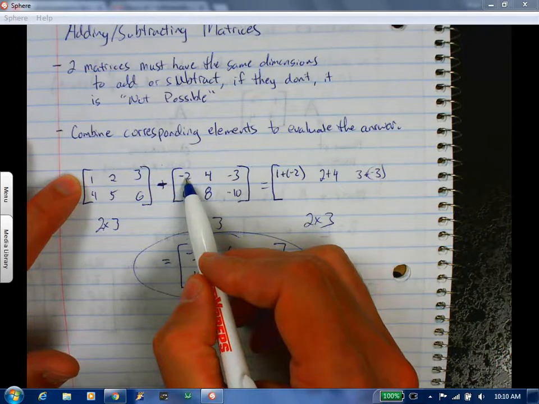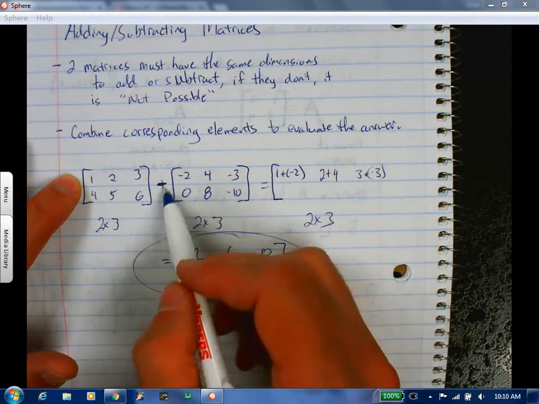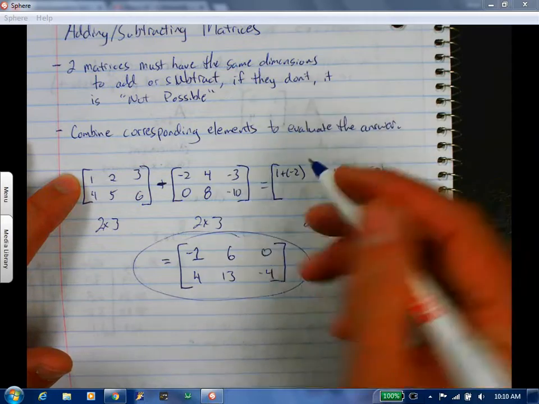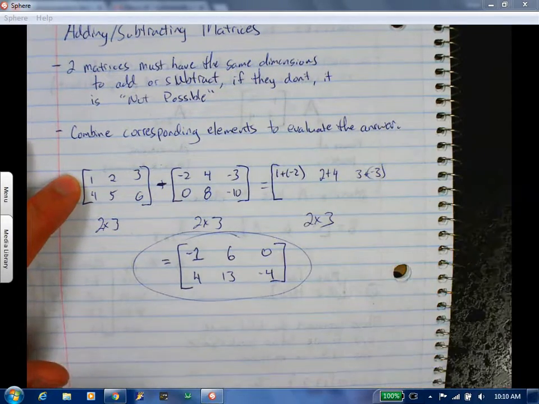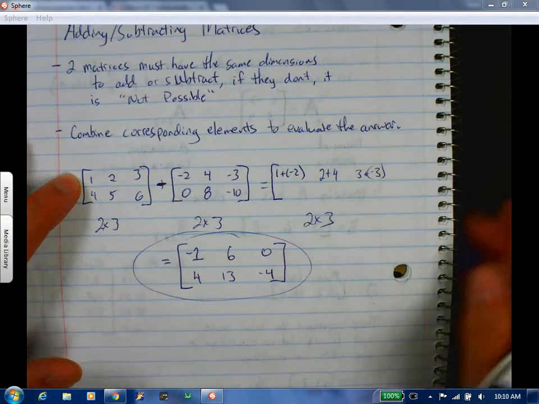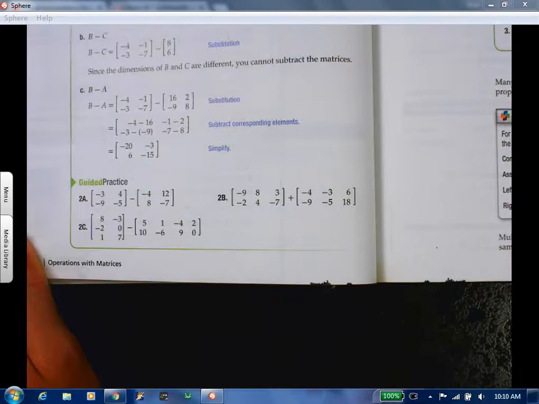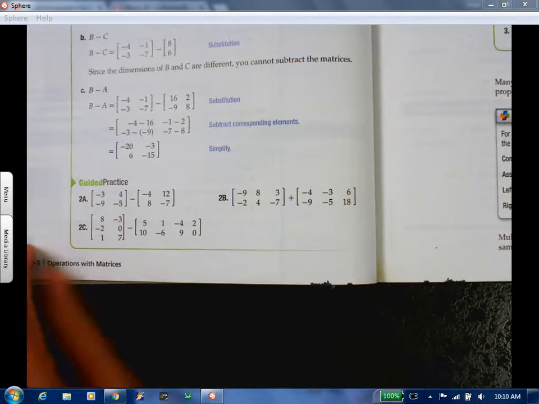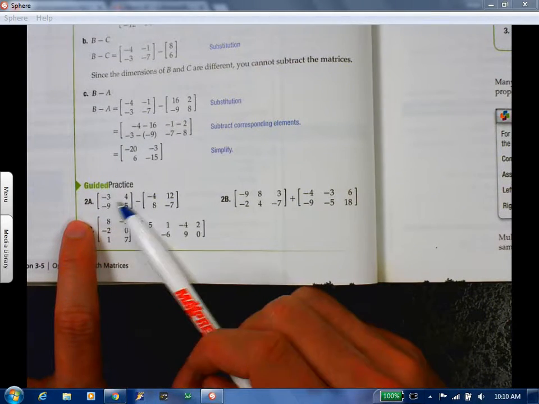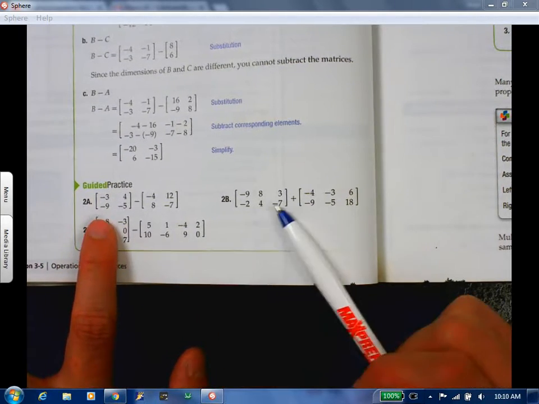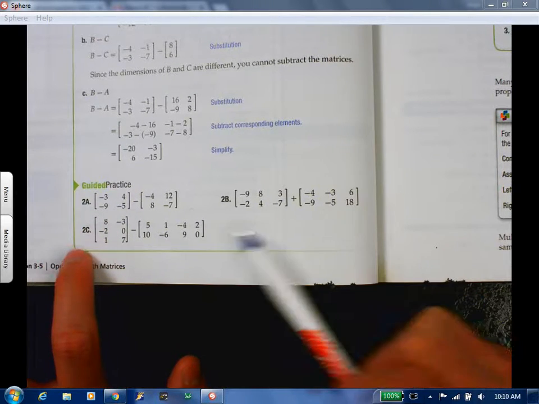Okay. Which one of these 3 examples is not possible? 2C. 2C or not 2C? 2C. Okay. So if you look, these are the same size, 2 by 2. This one's 2 by 3, 2 by 3. This one is a 3 by 2. This one is a 2 by 4. Basically, you look at them, they're not the same size, not possible.